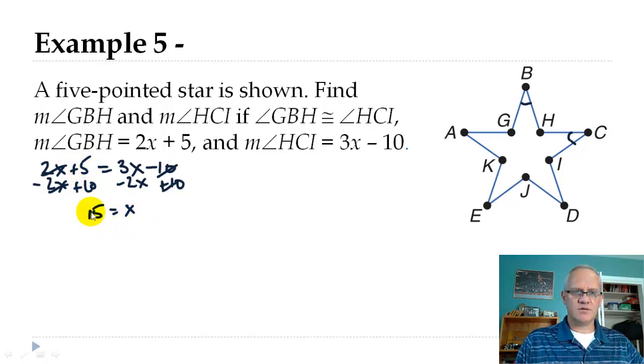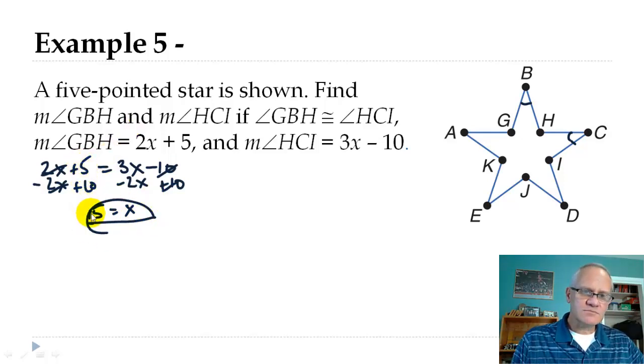And so x is 15, but what did it ask us for? Find GBH and HCl. And so what we can do is they're both the same. So all I have to do is plug 15 either into this x, or into this x over here. Either way, it should give me the same number.